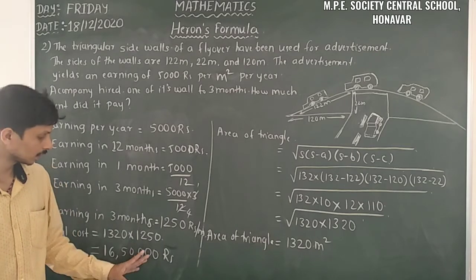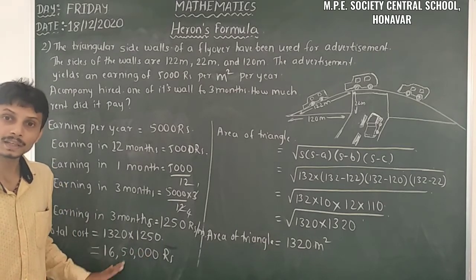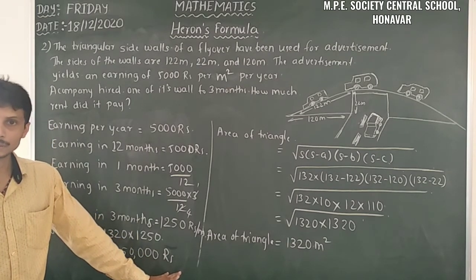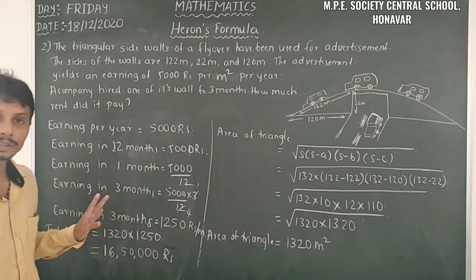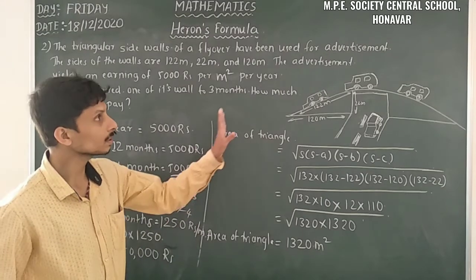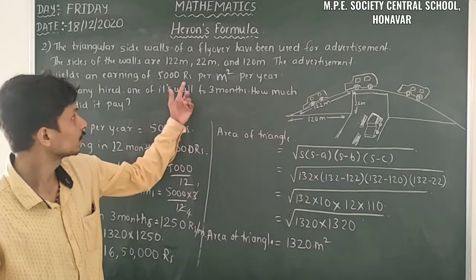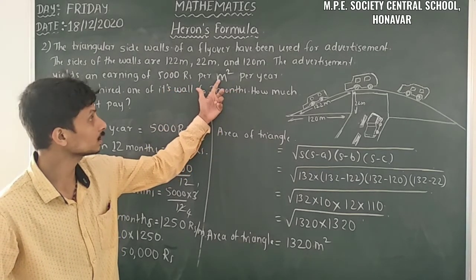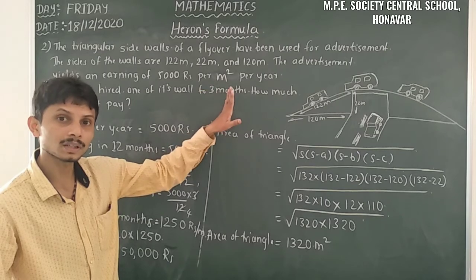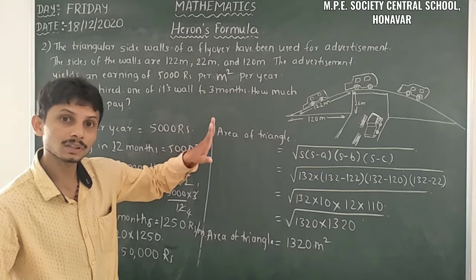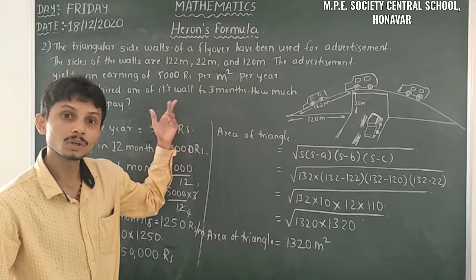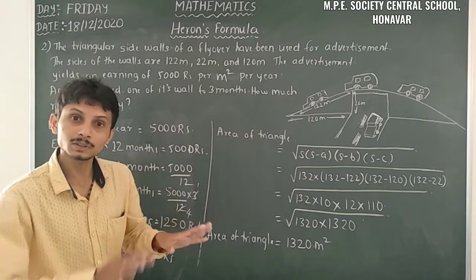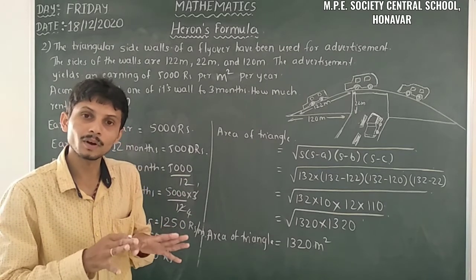So here this company has to pay 16,50,000 rupees in 3 months. In 3 months that company has to pay. So this is the solution of this problem. Firstly, just observe, we have 5,000 rupees per meter square. Here we have to be careful, because per meter means it's a perimeter, only the perimeter. When that one is a perimeter... here the company has to put some advertisement. So advertisement means it's the total area that they want.